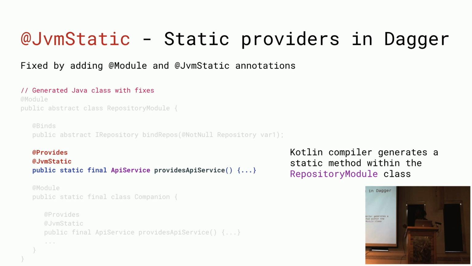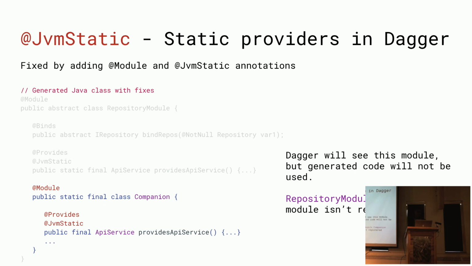But Java is only going to be able to call this one this time, and also Dagger will be able to provide this dependency because it can find the return type that's annotated with Provides. And it's just going to ignore the companion because it's not registered anywhere.